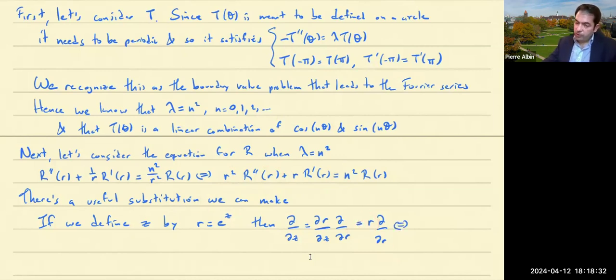So I'm going to rewrite this, though, as the derivative with respect to r is equal to e to the minus z times the derivative with respect to z. So I'm just moving this r to the other side. So it would be 1 over r, but r is e to the z, so that's e to the minus z times d by dz. And I'm just doing that for ease of substitution.